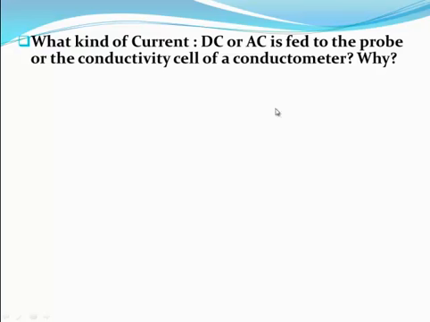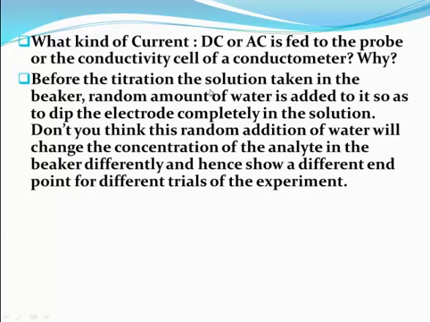Question time for you all. What kind of current, DC or AC, that is direct current or alternating current, is fed to the probe or the conductivity cell of a conductometer, and why? Before the titration, to the solution taken in the beaker, a random amount of water is added so as to dip the electrode completely in the solution. Don't you think in that case, this random addition of water will change the concentration of the analyte solution in the beaker, and as a consequence show a different endpoint for different trials of the experiment?